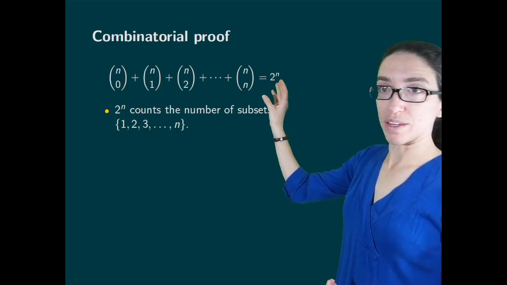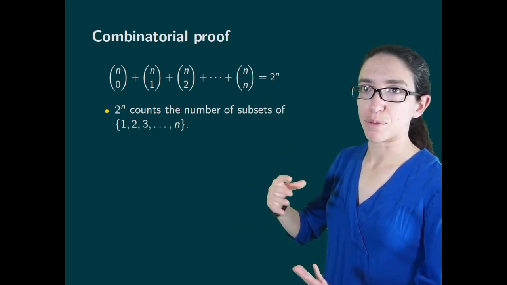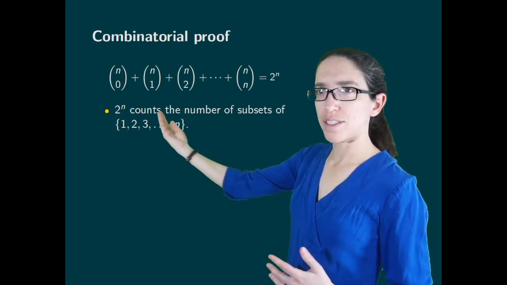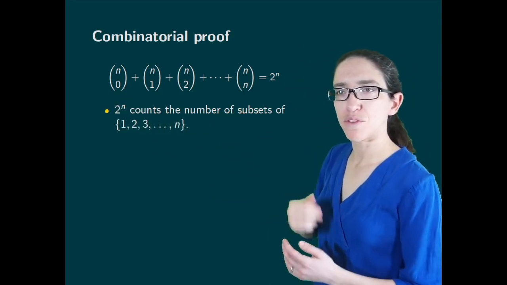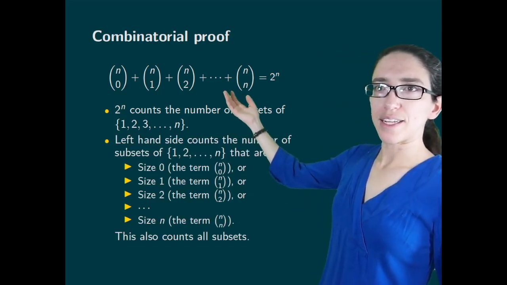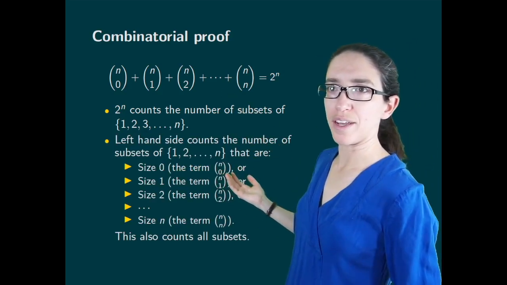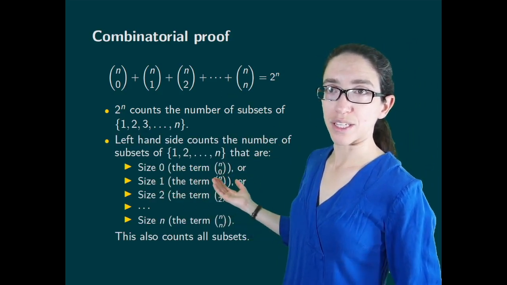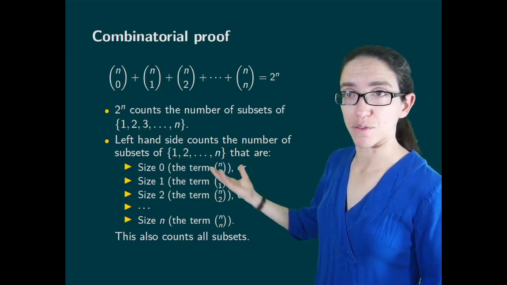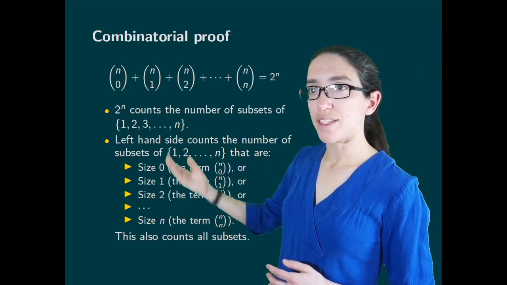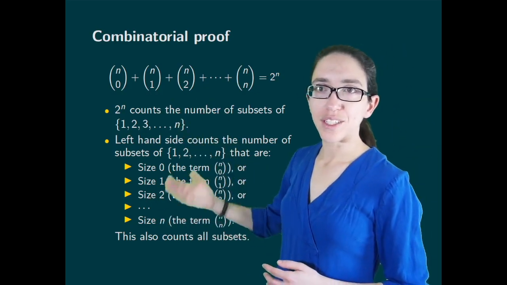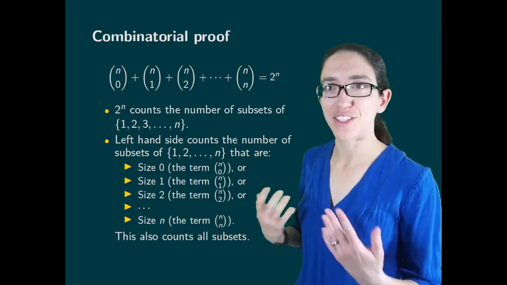So we know that one way of counting it gives 2 to the n. Each number can be in the set or out of the set. But how can we see why this sum of choices also counts the same thing? Well, the left-hand side counts the number of subsets of 1 through n that are either size 0, because n choose 0 is the number of ways of choosing no things out of 1 through n. n choose 1 is the way of choosing a size 1 subset out of 1 through n. n choose 2 is the number of ways of choosing a size 2 subset, and so on.